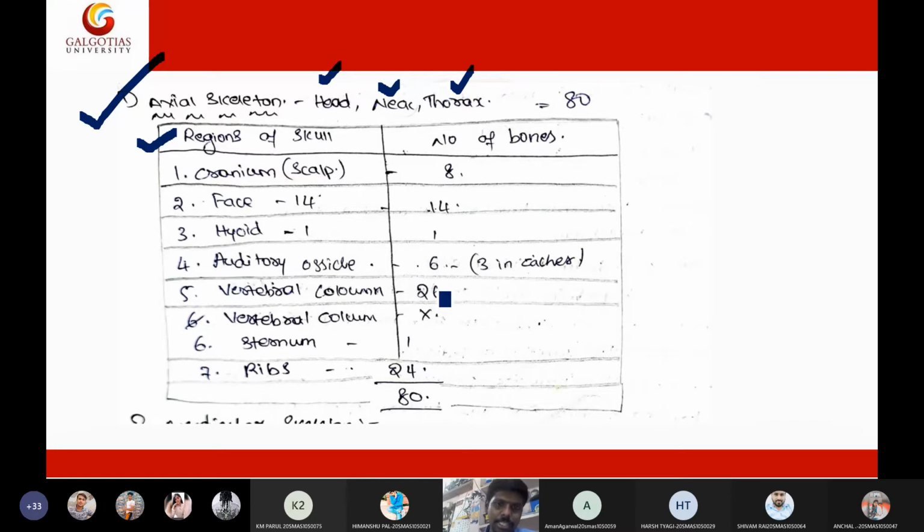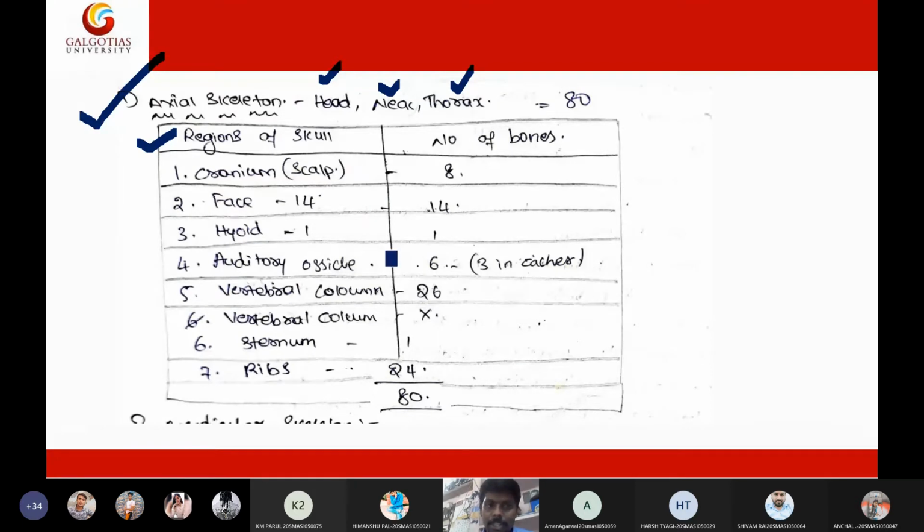The vertebral column has 26 vertebrae. Then you have the sternum and ribs. Ribs are 24. So the total is 80. These are the bones present in the axial skeleton. The cranium means your scalp. Your skull will have 8 bones, the face has 14 bones, and 1 hyoid bone in the center of the skull.